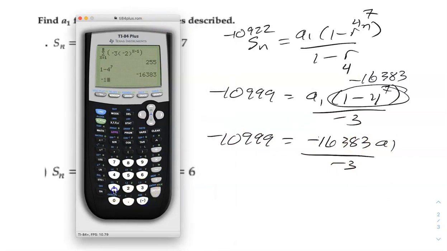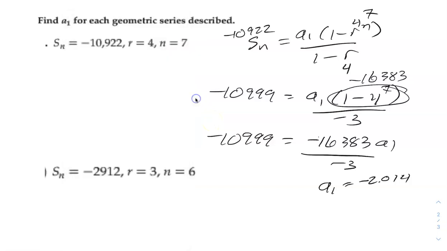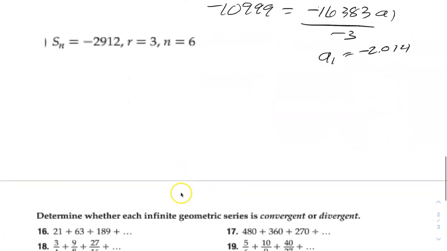So I get negative 10,999 times negative 3, and we're going to divide by negative 16,383. And we get negative 2.014 if I round to the nearest thousandth. If I want a fraction, let's go Math, Fraction, and you get that ugliness. That's an ugly A1. Did I type something in wrong? Maybe. But I'm going to move on.